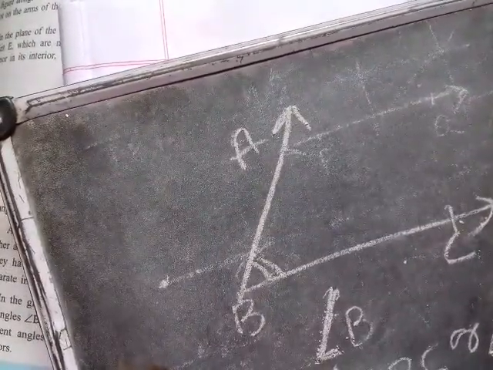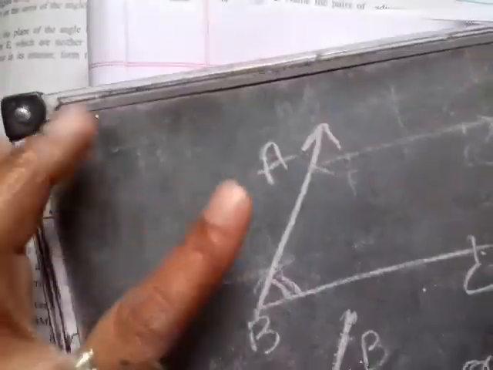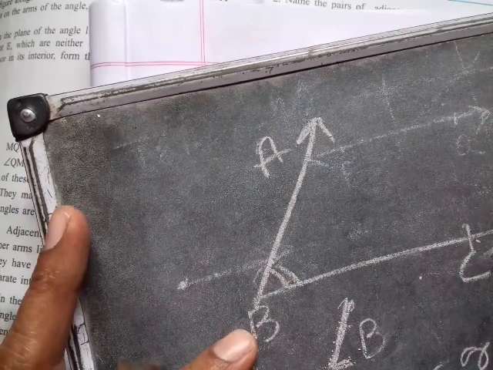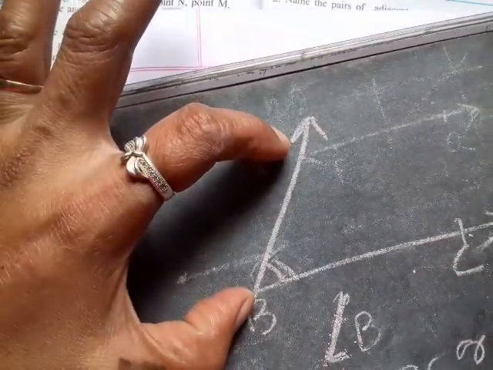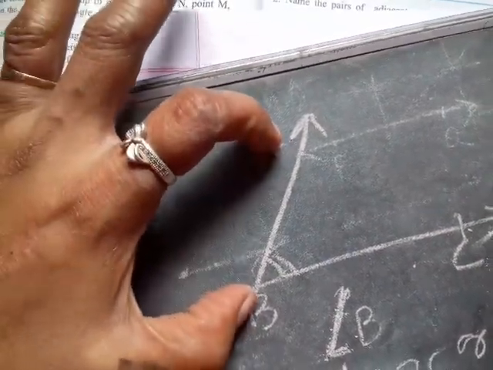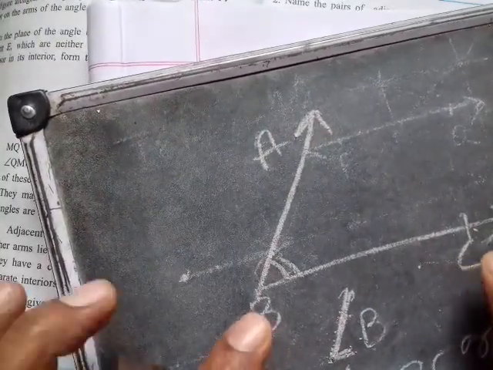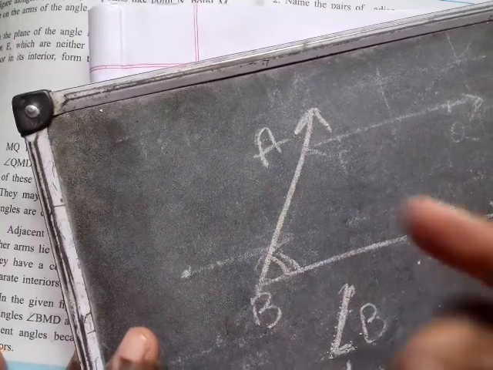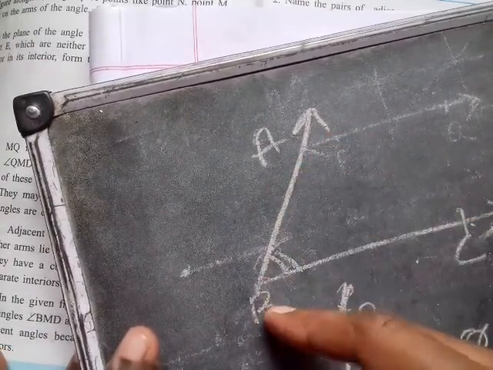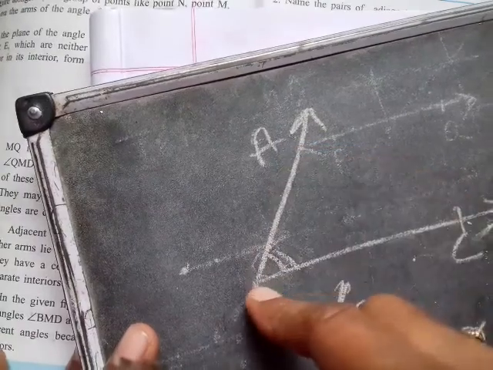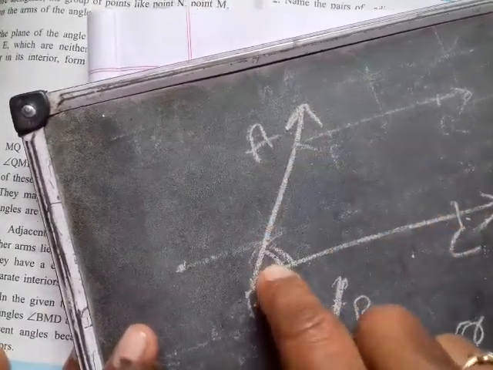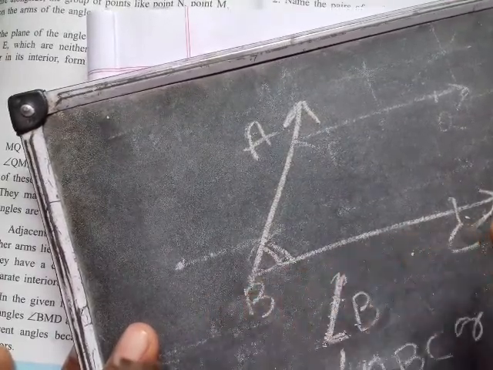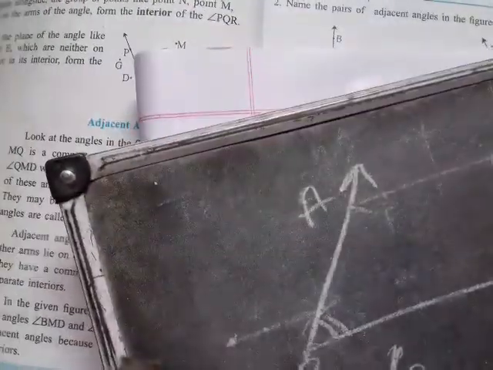Now a figure is given. In this figure, what is the vertex of this angle? B. Write the names of the arms. Arm BA is also called ray BA, and arm BC means the ray BC. Understood? Which points are there on these arms? Points A and B are the points on the arm or ray BA, and points B and C are on the ray BC. Like that it is there.